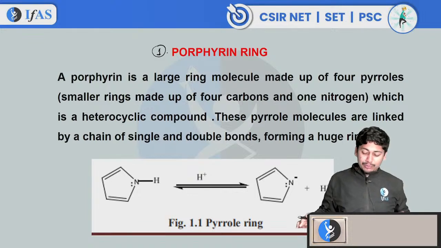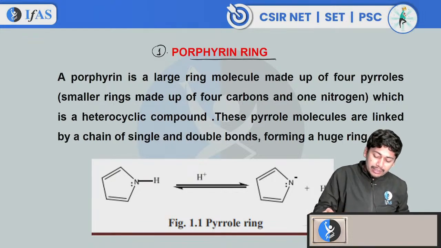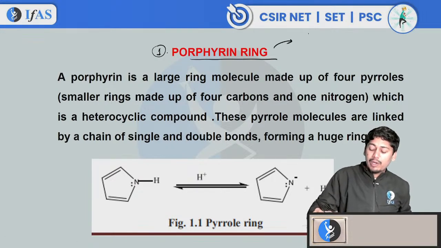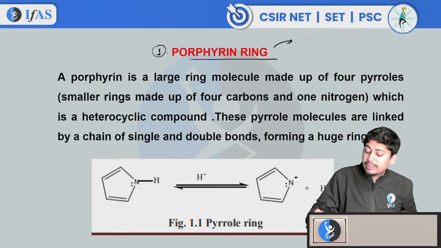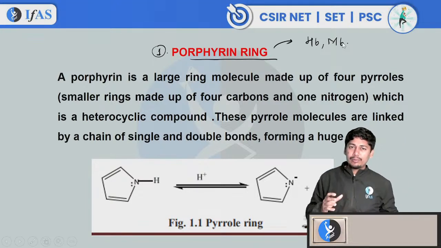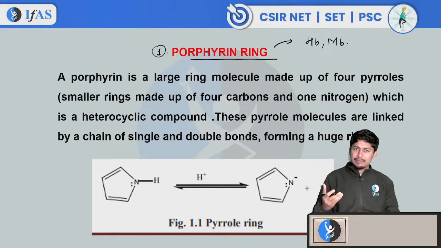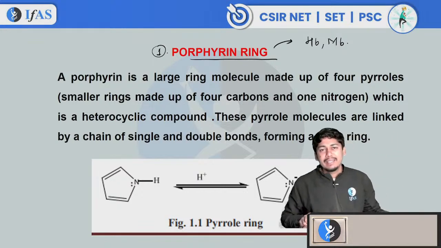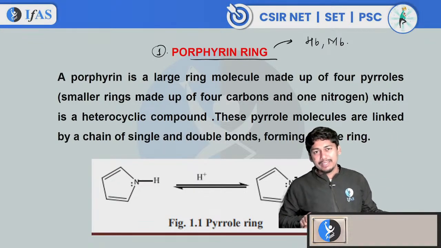So first of all, this porphyrin ring that you will come across is found in where? It is found in hemoglobin, written as HB, and myoglobin, written as MB. MB means not megabytes, not megabits also. MB means myoglobin for us, because we are chemistry students.